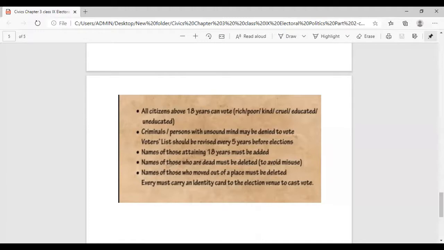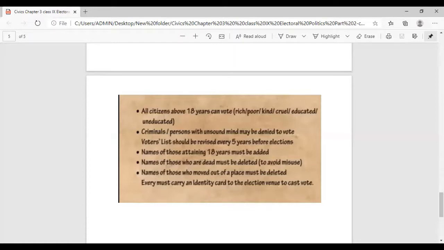Then we learned the details of the electoral constituency. India is divided into different areas for the purpose of elections. These areas are called electoral constituencies. The voters who live in an area elect one representative. For Lok Sabha elections, India is divided into 543 constituencies. The representative elected from each constituency is called a member of parliament or an MP.